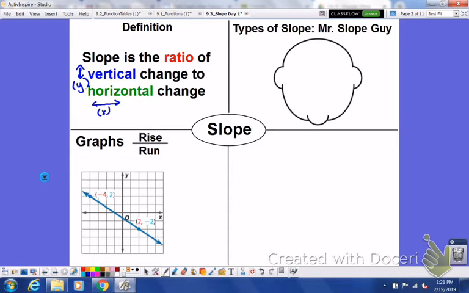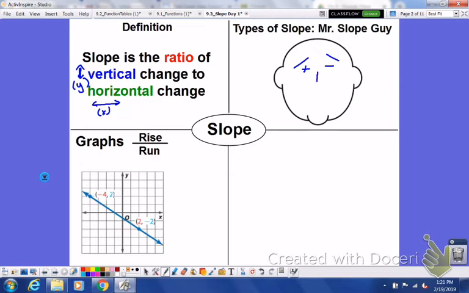Now we have types of slope. One way to help you remember them is our Mr. Slope guy, and I'll make sure I have a poster of him in the room that you can look at. If your line is going up, that is a positive slope. So up from left to right, then there's a positive slope. Your line is going down from left to right, that is a negative slope.